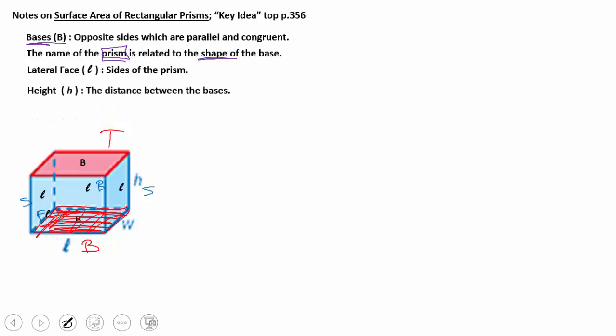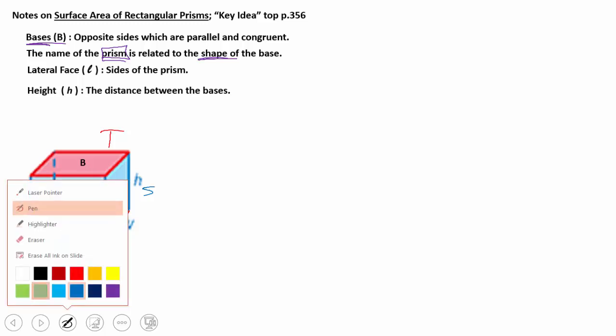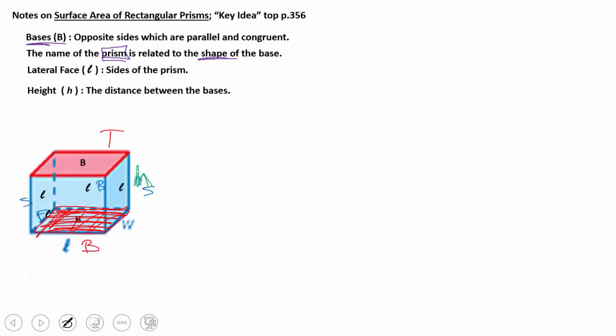Ladies and gentlemen, the height of this prism is extremely important. The height is the distance. I'm going to use a green H. It is the distance between the bases. So no matter where you call the bases on a rectangular prism, the distance between the 2 opposite, parallel, congruent sides is called the height of that prism.